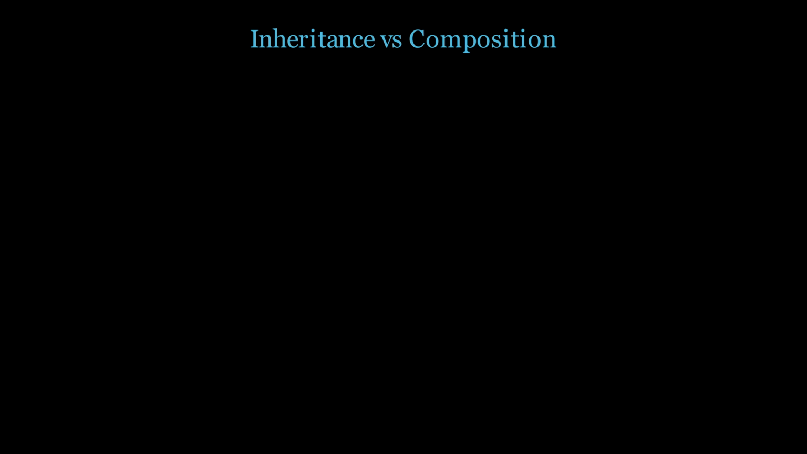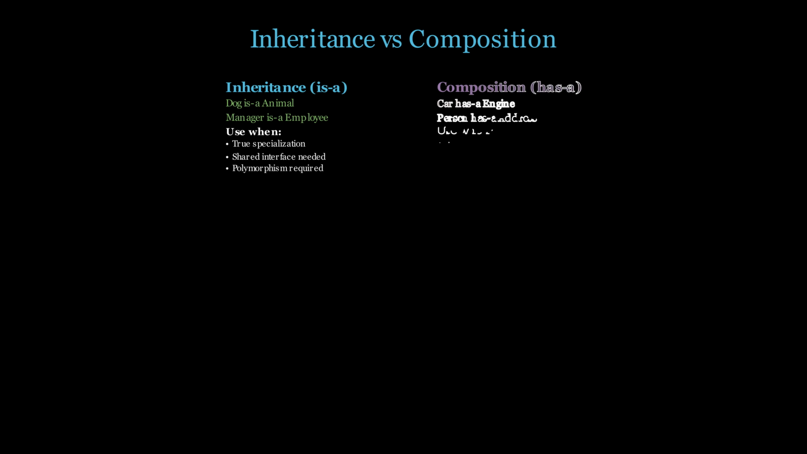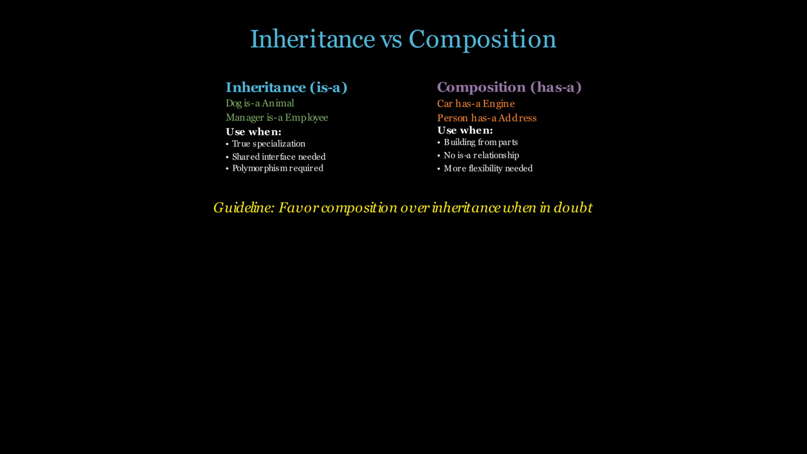A crucial design decision is choosing between inheritance and composition. Let's understand when to use each approach. Inheritance models is-a relationships. A dog is an animal. A manager is an employee. Use inheritance for true specialization, when you need a shared interface, or when polymorphism is required. Composition models has-a relationships. A car has an engine.